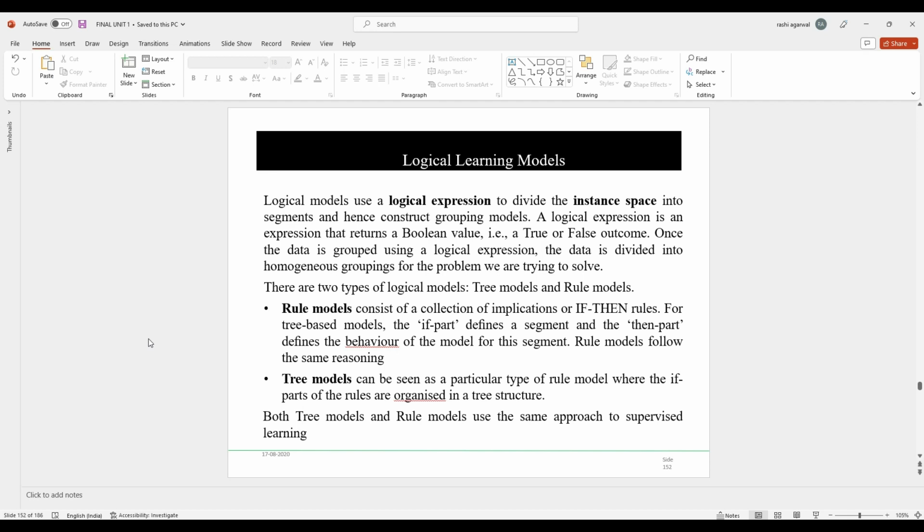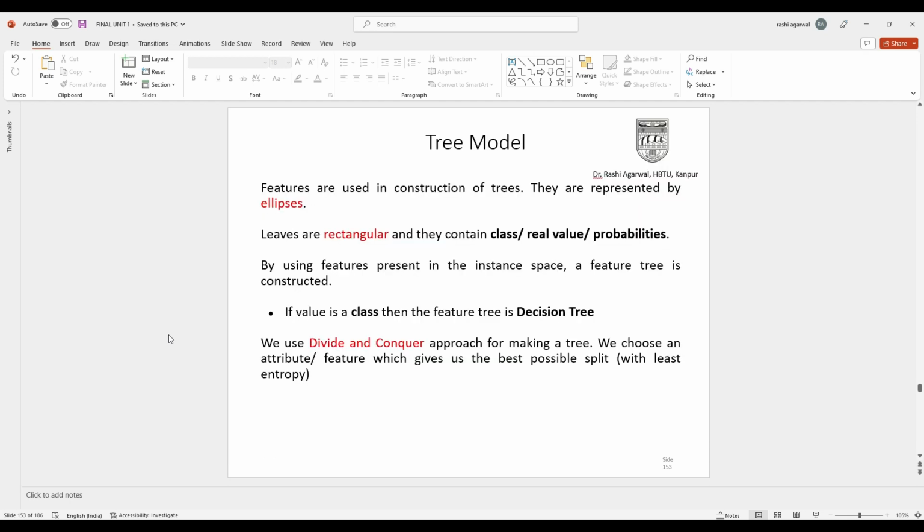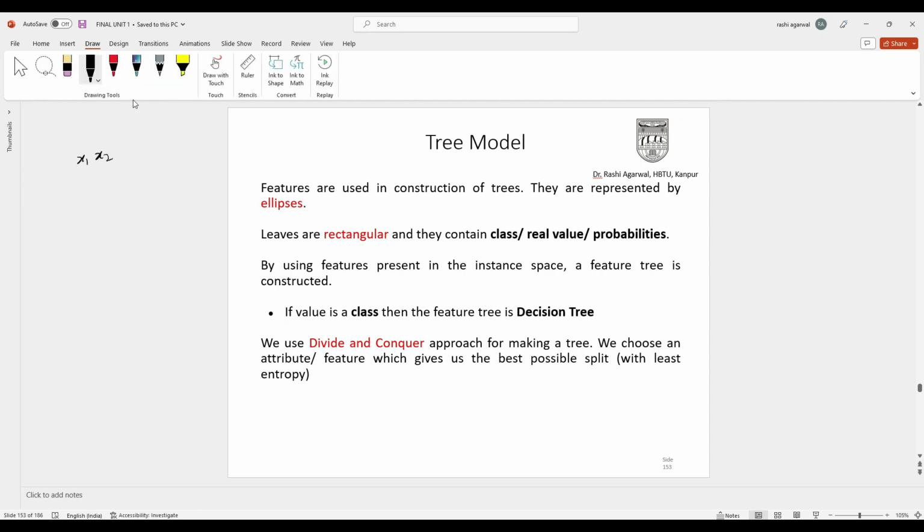So there are two kinds of logical models. We have tree models and the rule models. Let's look at them one by one. In the tree model, we use features to construct the trees. Suppose I have n number of features, x1, x2, up to xn, and I have a target variable here. Now I have these n features with me.